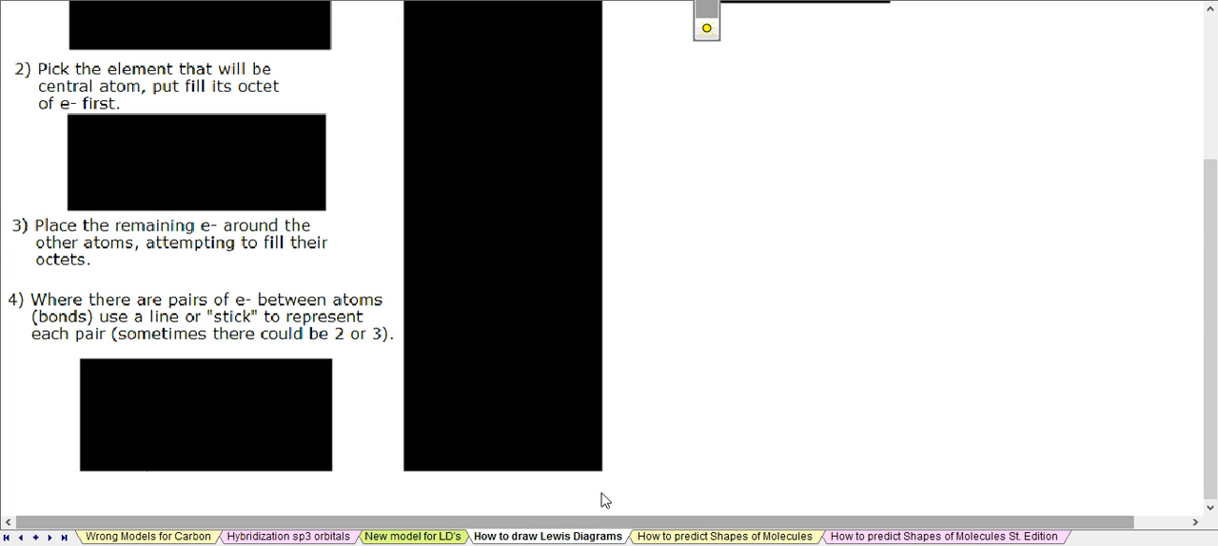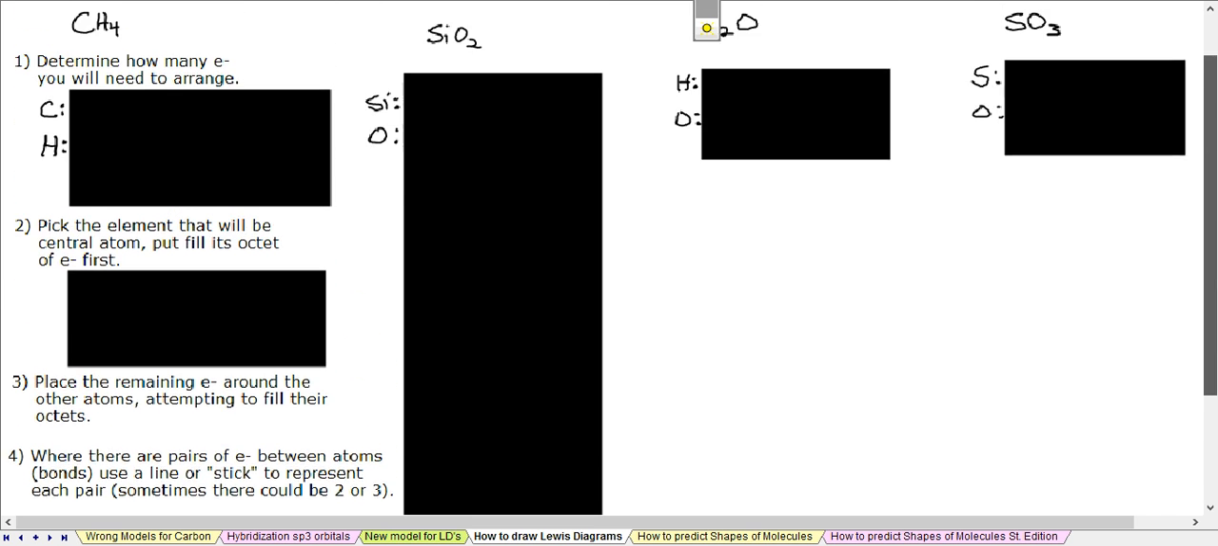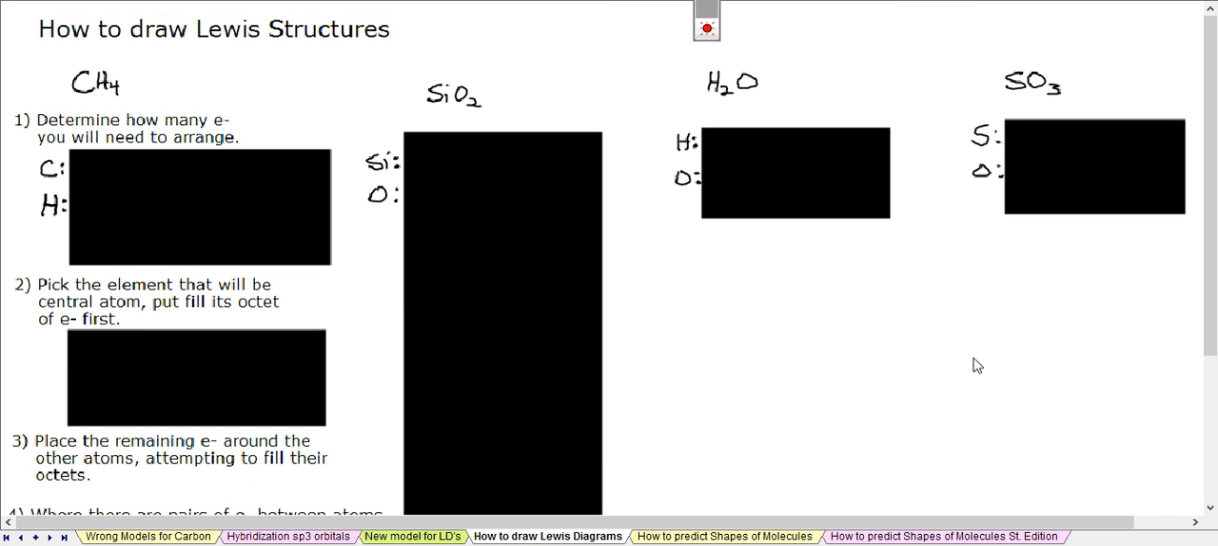So now we're going to take a look at how we go about drawing Lewis structures. We're going to go back to methane, and you need to make sure you follow four steps when you go to draw a Lewis structure.